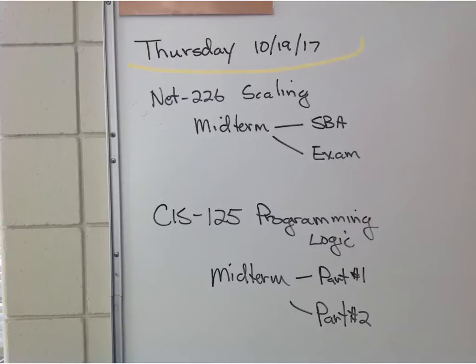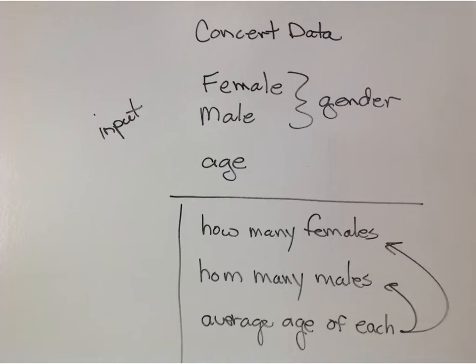Thursday, we talked a little bit about logic, midterm part 1, and we talked about part 2. Worked on part 2 in groups, concert data, people coming in to the concert, males and females, so we have gender, and it has to be one or the other, you couldn't give other options. So that was our input, and then we also put in their age.